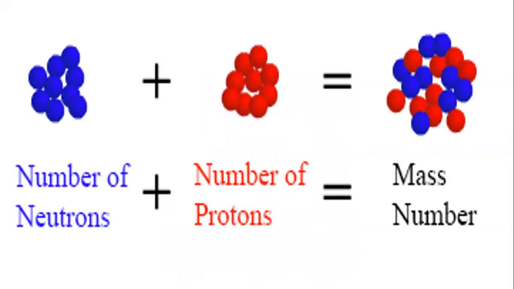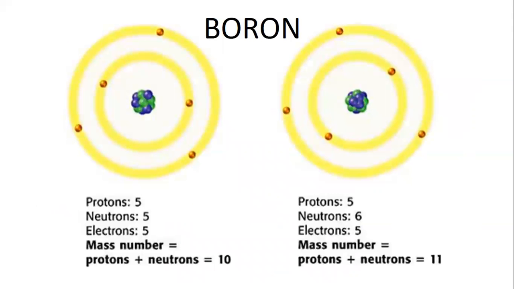So let's look at this isotope of boron. Each of these boron isotopes has 5 protons, but because each has a different number of neutrons, each has a different mass number. So in the first one on the left, we have 5 protons, 5 neutrons, and 5 electrons. The mass number is the number of protons plus the neutrons, which means it has a mass of 10. The second one on the right-hand side has 5 protons, 6 neutrons, and 5 electrons. Therefore, its mass number is 11.